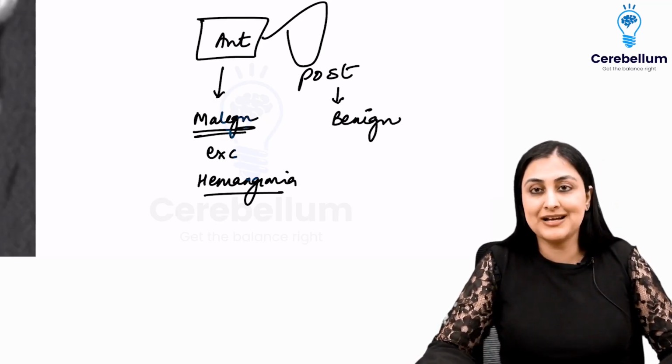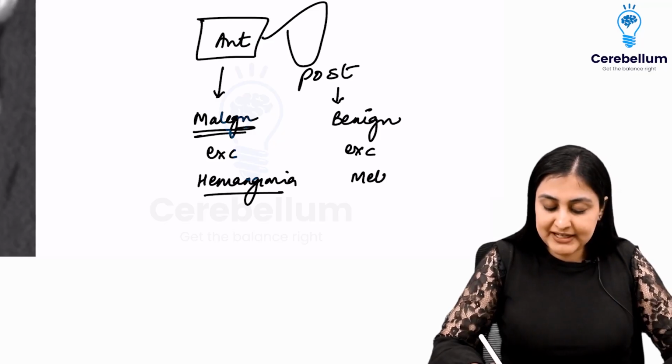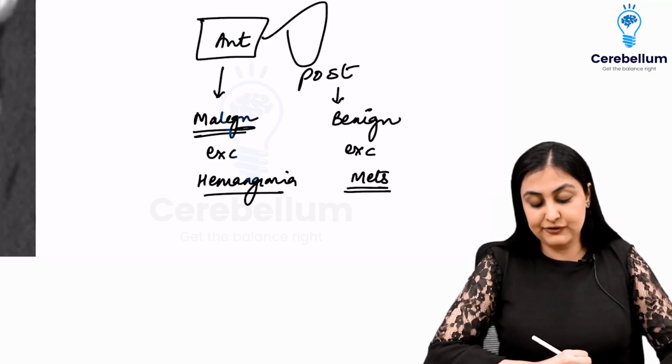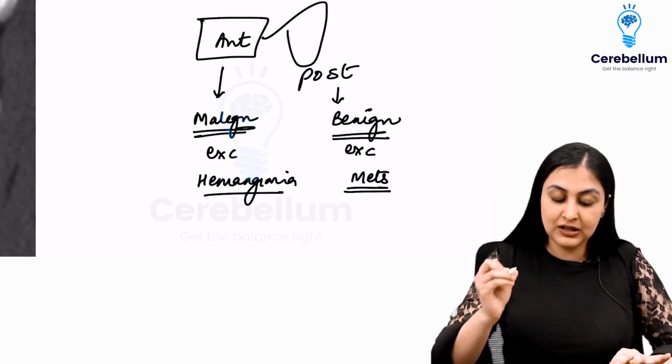As far as the posterior elements are concerned, the norm is that there are going to be benign tumors like say an osteoblastoma or an osteoid osteoma. The only exception is metastasis. Metastasis can definitely come and live in the posterior elements. Alright, so this is the general rule.